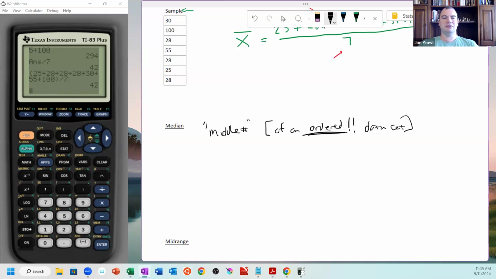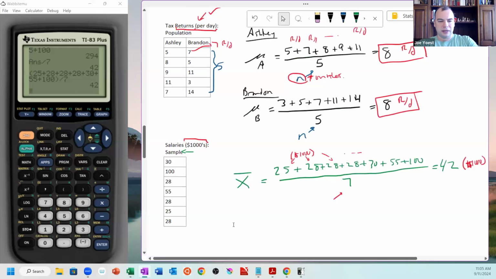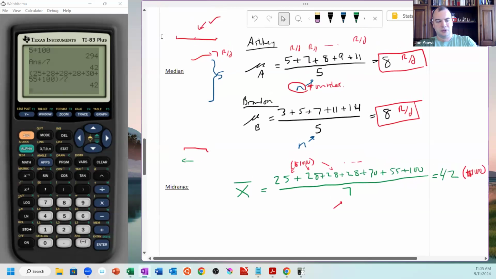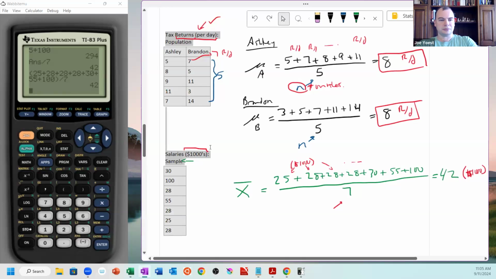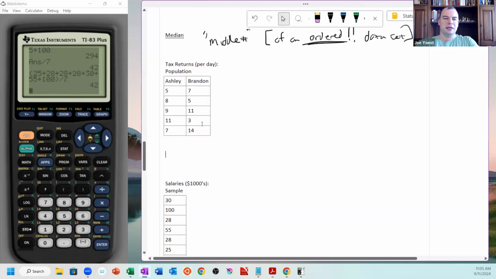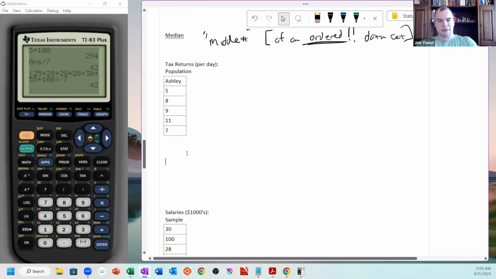So that's kind of meaningful. There is a computation in the book that you can use, with subscripts and all this kind of stuff. I don't particularly like that. I think it's easier to just do what we're going to do here. So let's go through each of these and compute the median for each of these data sets.